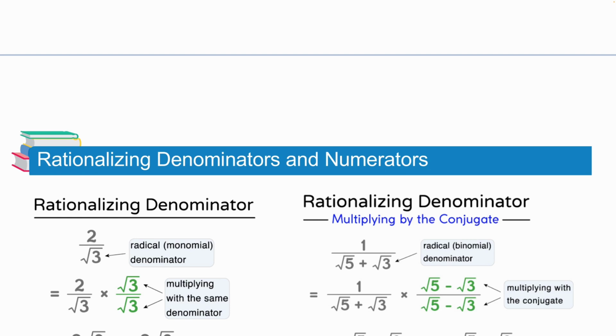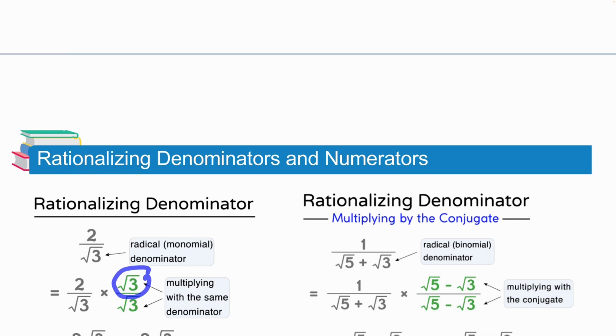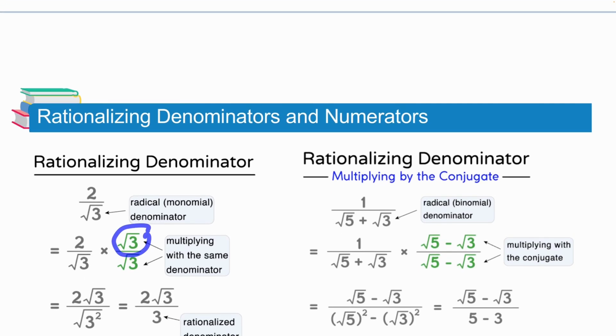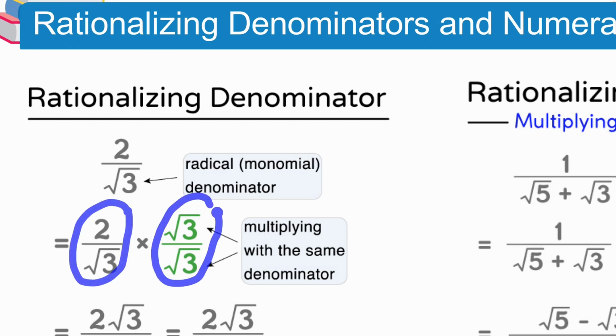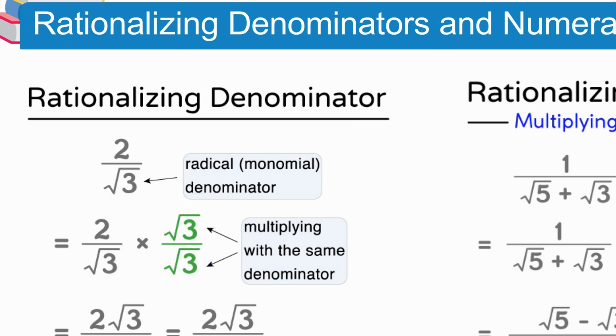So we're allowed to multiply by the same things. Here we're multiplying by the square root of 3 over the square root of 3 because the square root of 3 is the thing that's in our denominator. So we take what's in our denominator and multiply by exactly that same thing. But whatever we do to the denominator, we have to do to the numerator so that we're not changing our original value. Because this is 1, and when we multiply any number by 1, we are not changing its value.